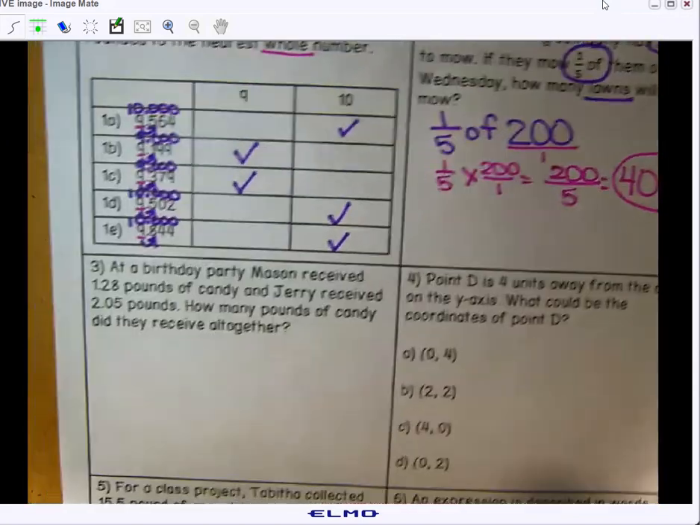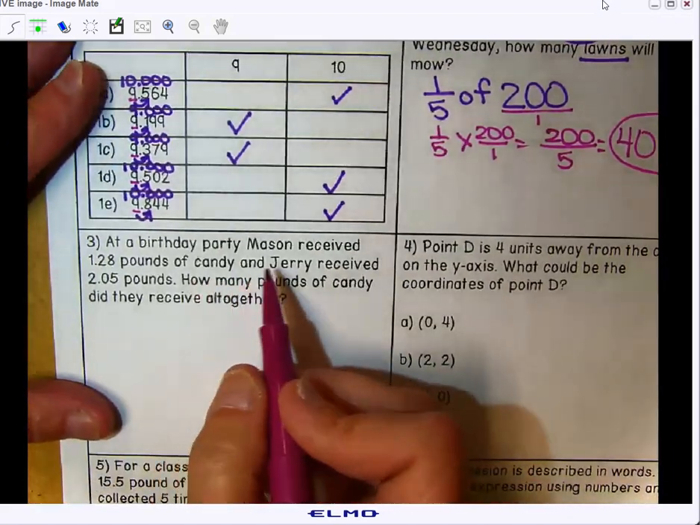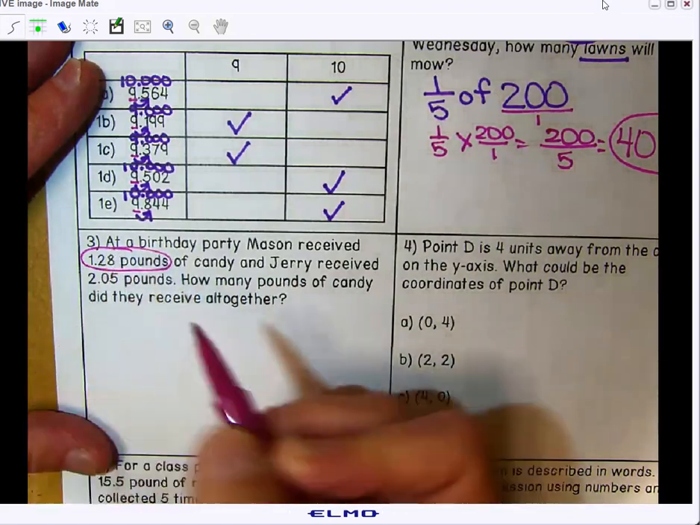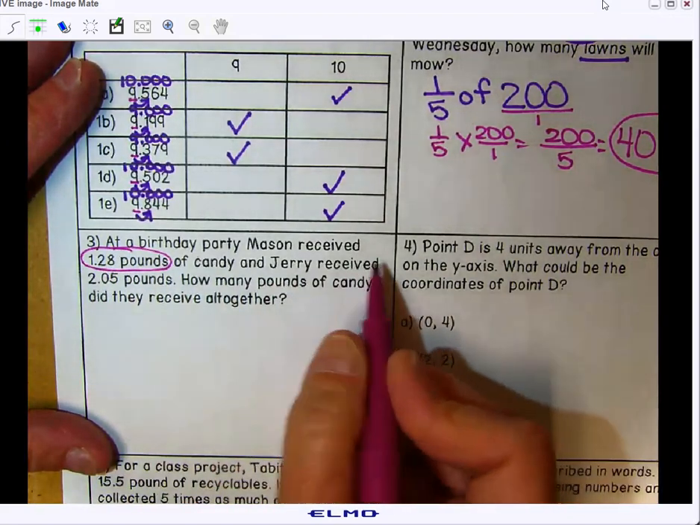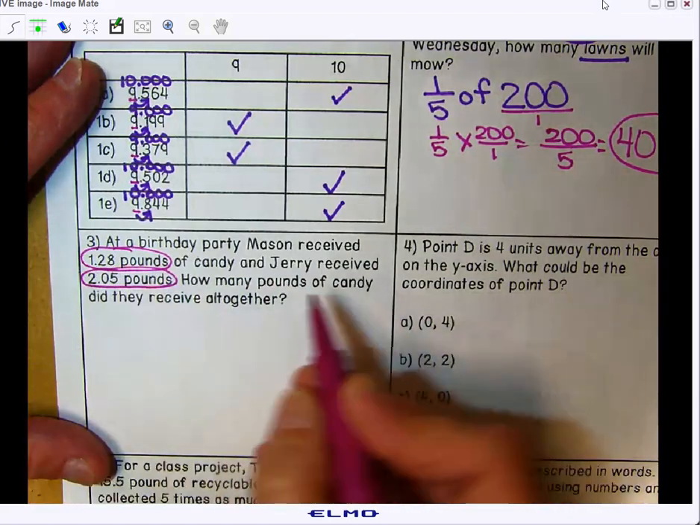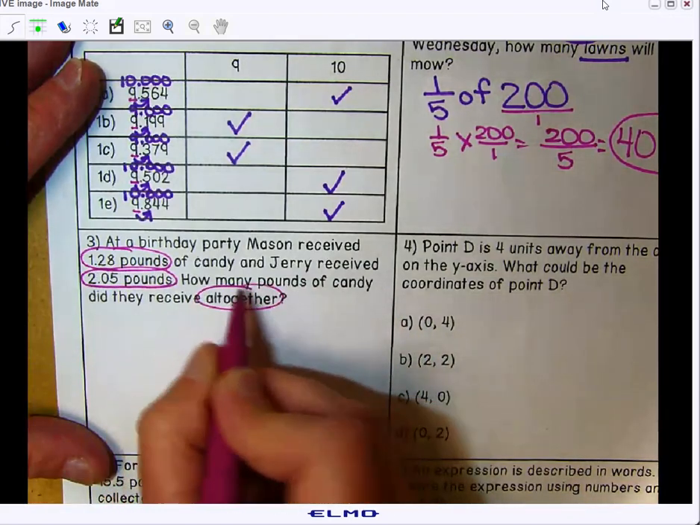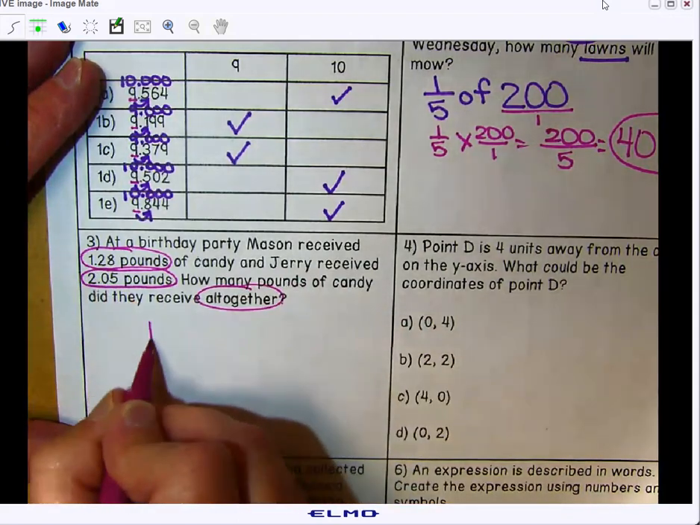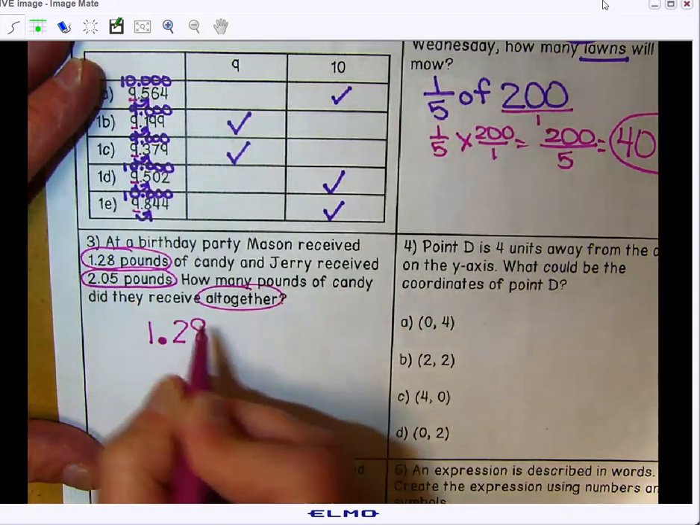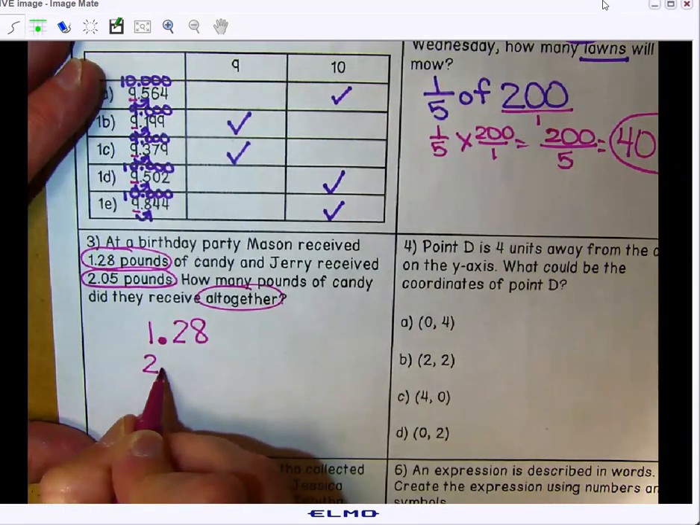All right, so we're going to a birthday party, and at that birthday party, Mason received 1.28 pounds of candy, and Jerry received 2.05 pounds of candy. How many pounds of candy did they receive altogether? So we know we're going to add, and when we add decimals, we need to stack them and line up the decimal points, and then all place values. So we have 13, 3, and 3, and we bring that decimal point back in the value. So altogether, they received 3 33/100 pounds of candy. So a little over 3 pounds.